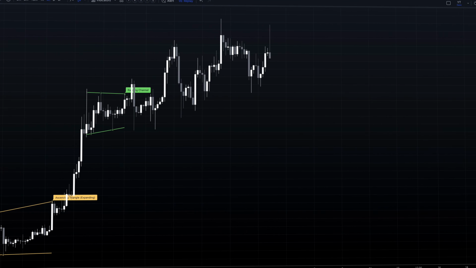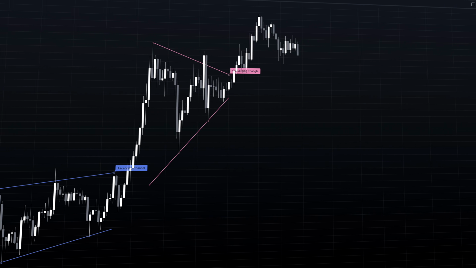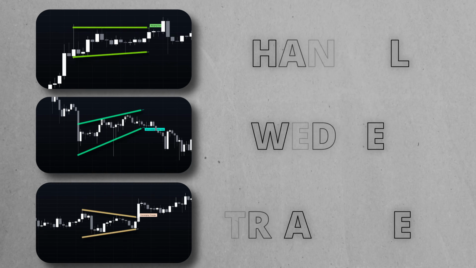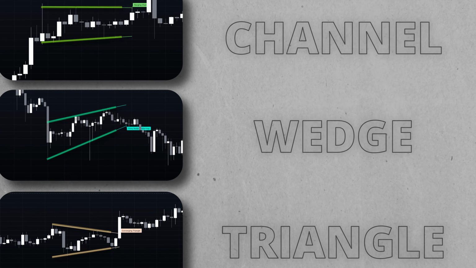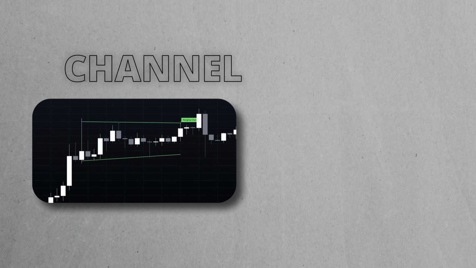If you're looking for a tool that can help you detect chart patterns, this TradingView indicator might be just what you need. It detects 3 different pattern groups: channel, wedge, and triangle. Before we dive deeper, let me quickly explain each of them.